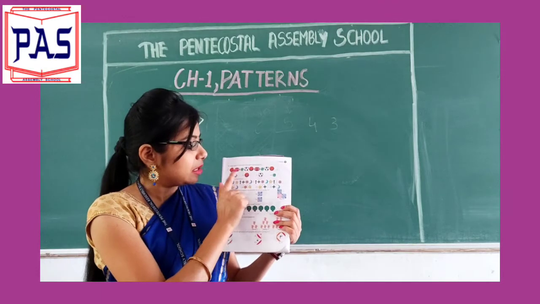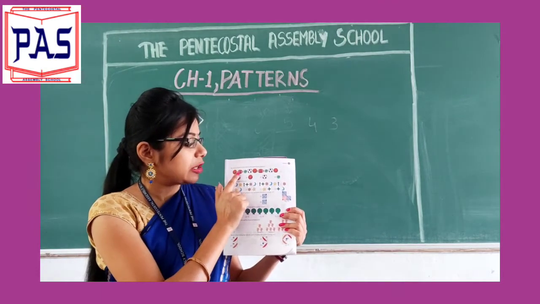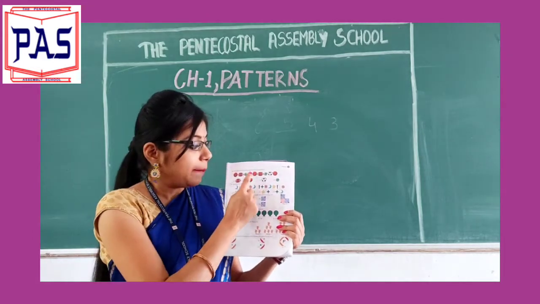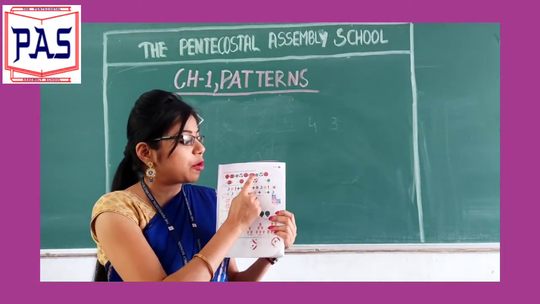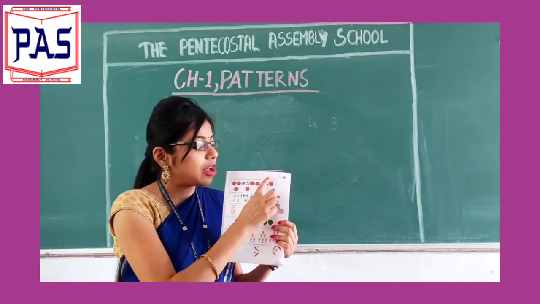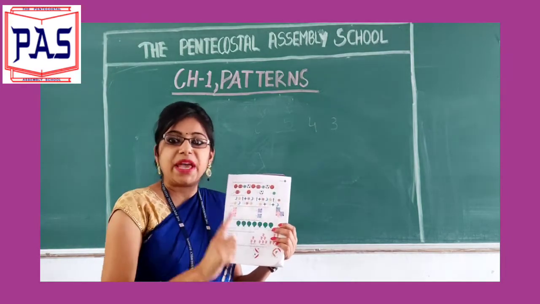The first pattern is basketball, after that baseball, cricket ball and football. Again it is repeating: basketball, baseball, cricket ball, football. Again you will repeat the same pattern. Basketball and the next one will be baseball.